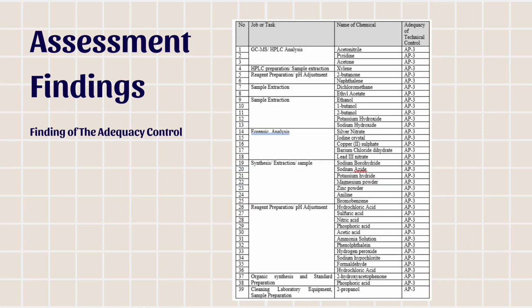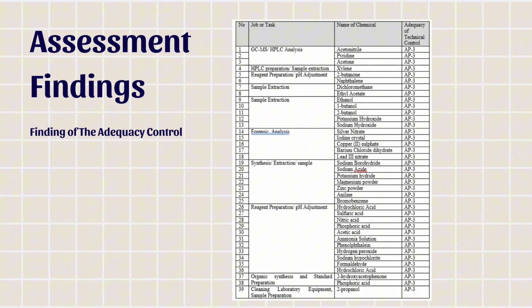This slide summarizes the adequacy of the technical controls and the assigned action priority. All listed laboratory tasks and chemicals were assigned action priority 3 or AP3. This means that the current controls were generally considered adequate and no immediate major corrective action was required during the assessment.